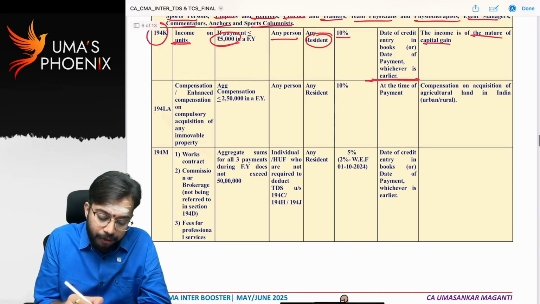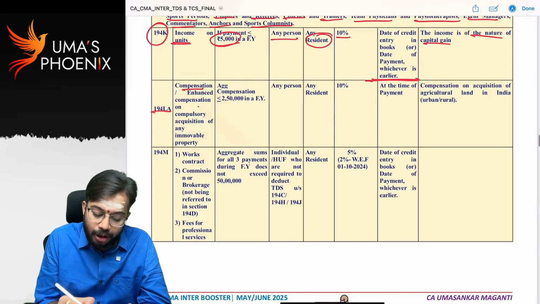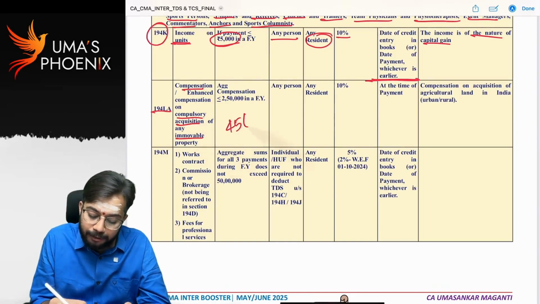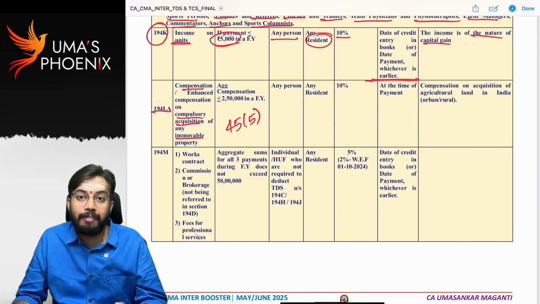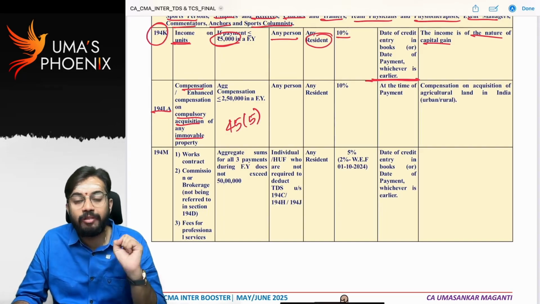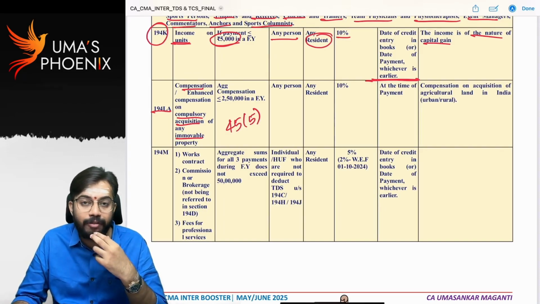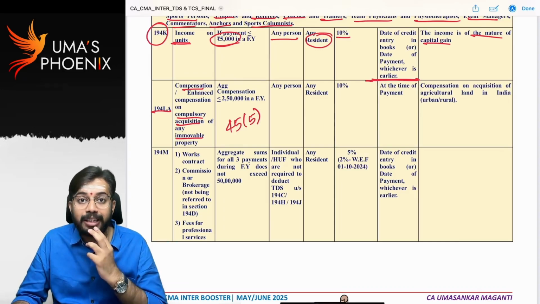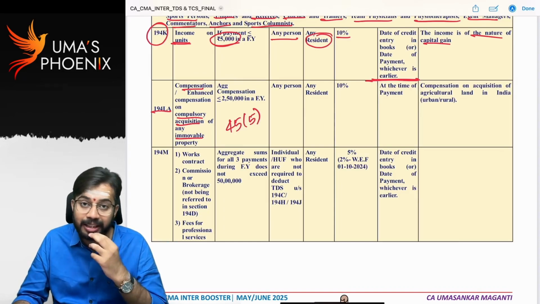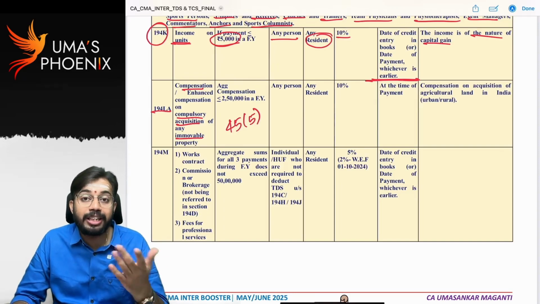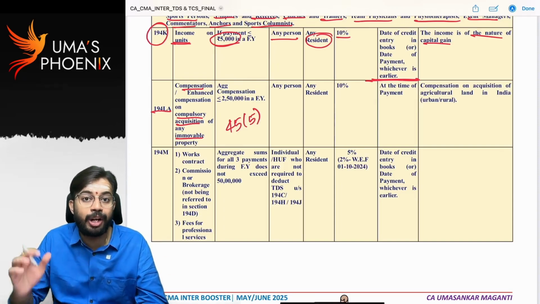Next, 194LA, compensation or enhanced compensation on compulsory acquisition of immovable property. Do you remember section 45(5)? Compulsory acquisition of capital asset. Year of transfer is year of compulsory acquisition. Year of taxability is year in which compensation is received from government. If compensation is received in installments, entire compensation is taxable in the first year in which installment is received. Period of holding will be calculated from date of purchase up to the date prior to the date of compulsory acquisition. Indexation will be calculated from year of purchase to year of compulsory acquisition.